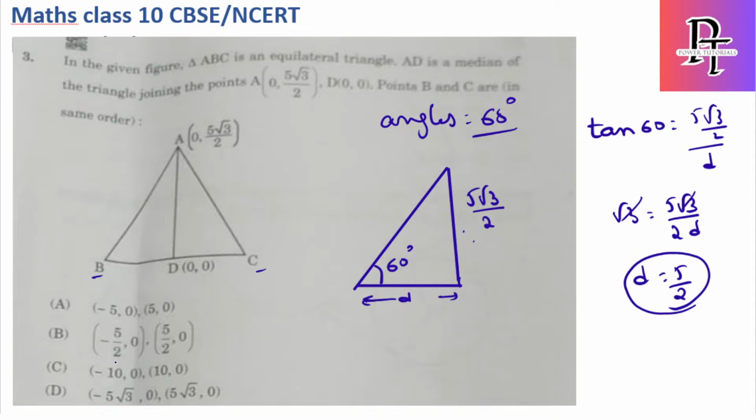So now we can answer simply minus 5 by 2 and 5 by 2. So this distance is 5 by 2, so this becomes minus 5 by 2 comma 0. Whereas in the same way, if I notice the other part of the triangle, then this value I will get as 5 by 2 comma 0. Why? Because this point is 0, 0.